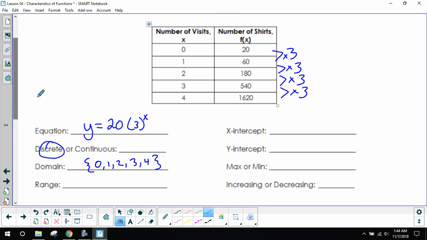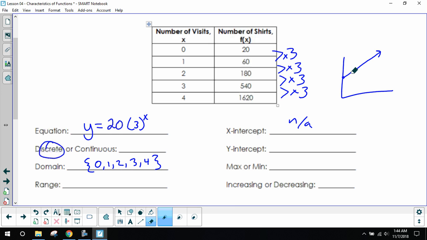I'll argue there's no x-intercepts, because if you start at 0, the number of shirts is at 20, and it just goes up from there. It doesn't touch the x-axis. Yes, I heard you. Should be dotted, or with points. There, fixed it. Not dashes, but like points. Anyway, so no x-intercept. Y-intercept, on the other hand, is going to be 0, 20.